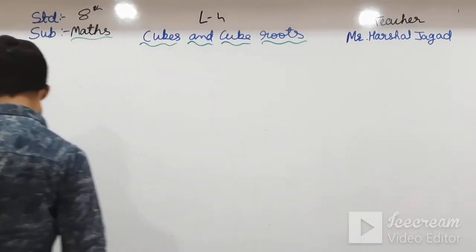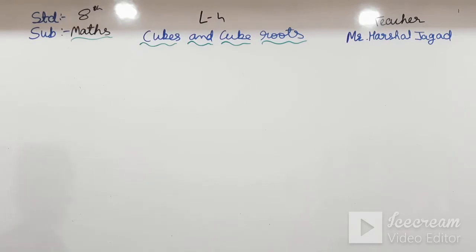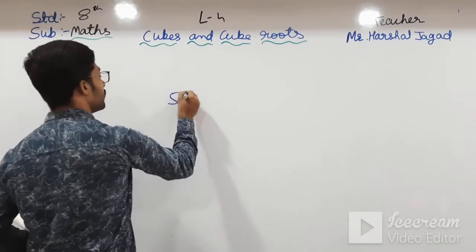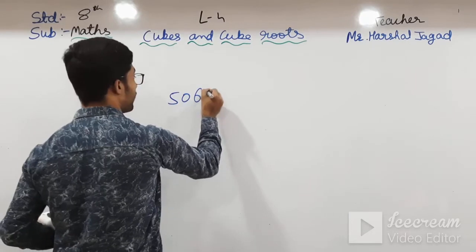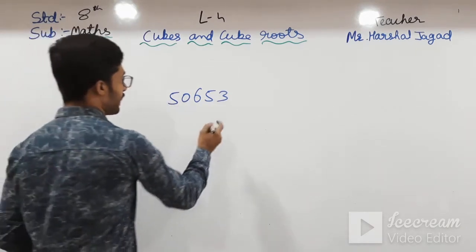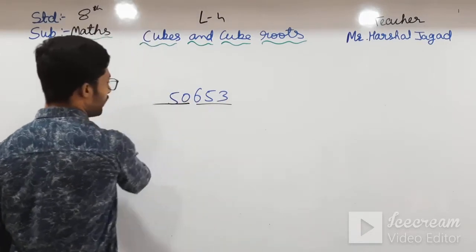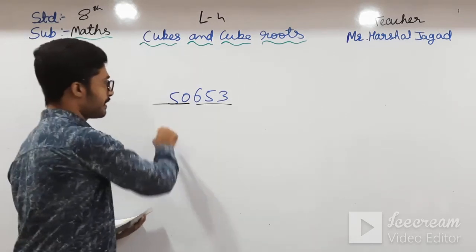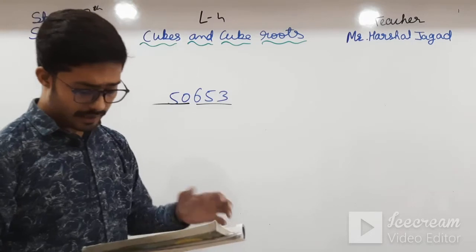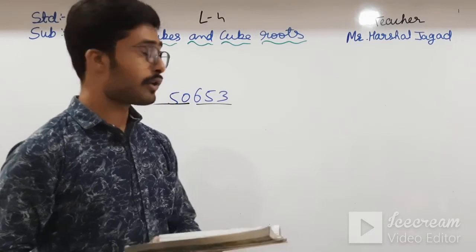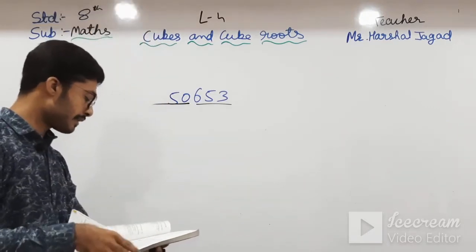See here, there is an example, that is 50,653. In this example we have to make groups of 3, so we have to start from the right side. The first group is this, and here these are 2. So what happens? This is the first group and this is the second group. There are 2 groups, thus the cube root of 50,653 has 2 digits. Okay students, it has 2 digits.